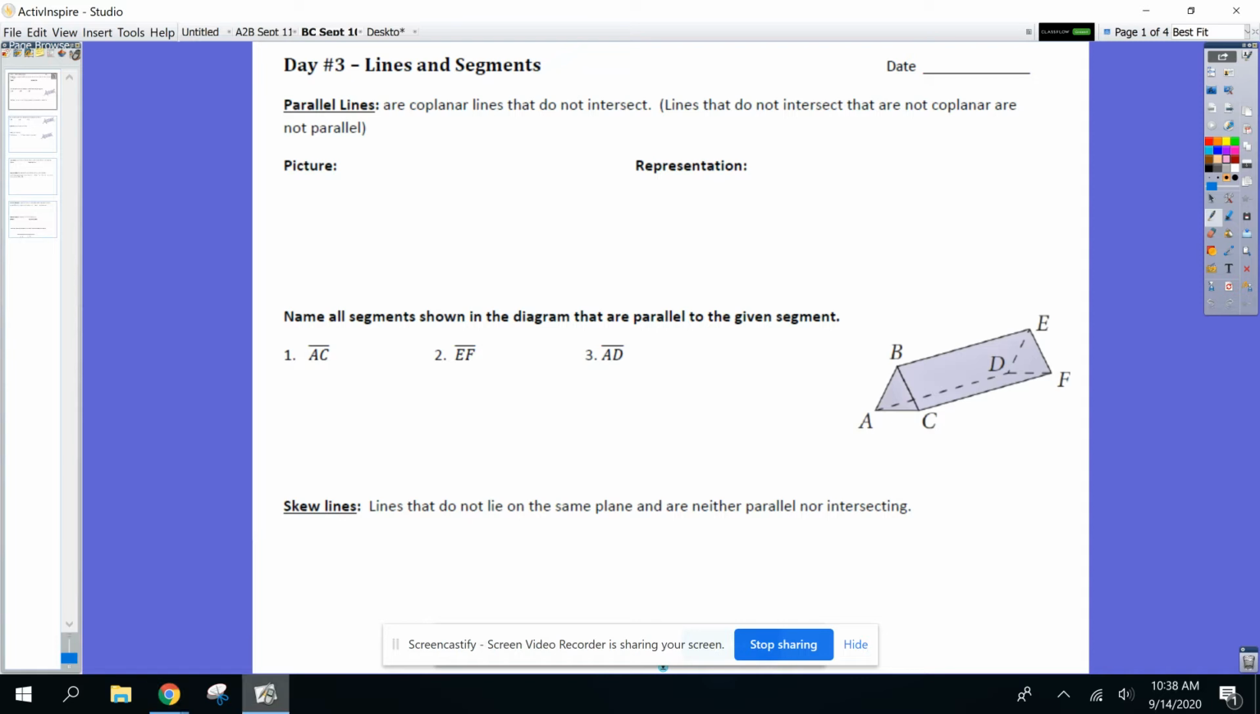Okay, here we go. Parallel lines. I need you guys to start for a picture. Can you get me the cube we had up there from last class? The cube, please. So draw yourself a cube. I'll tell you how to label each of the points.